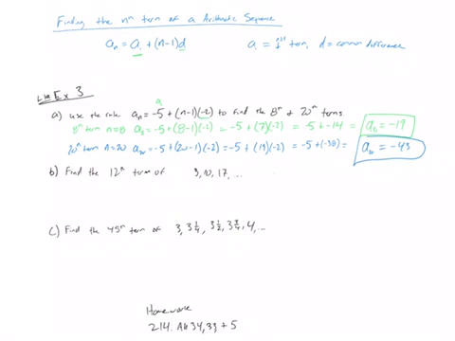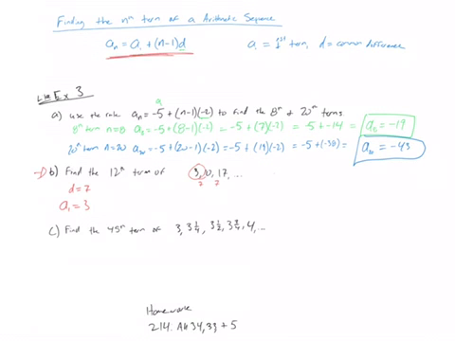Alright, now let's try part B here. It says find the 12th term of this sequence. So notice here, if I said 10 minus 3, that gives me 7. 17 minus 10, that gives me 7. So that means my common difference is 7. And I also know that my a sub 1 is equal to, well, what's my first number there? 3.